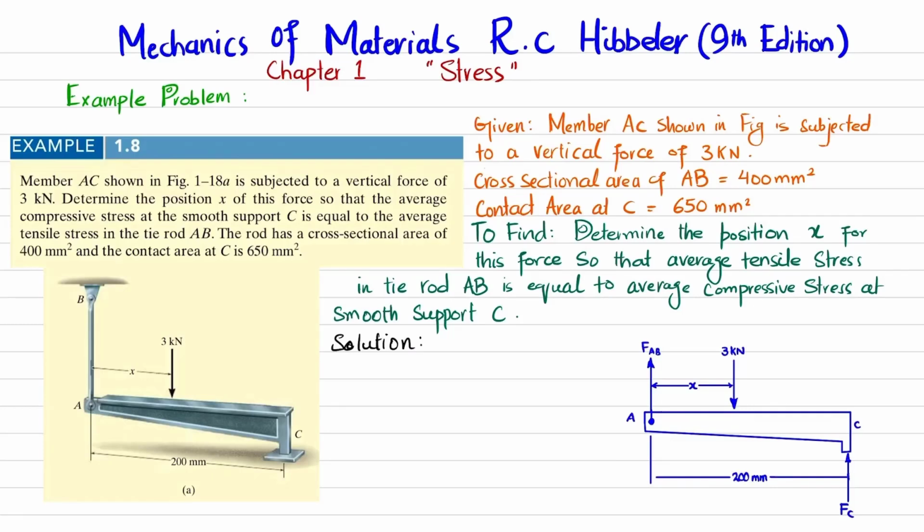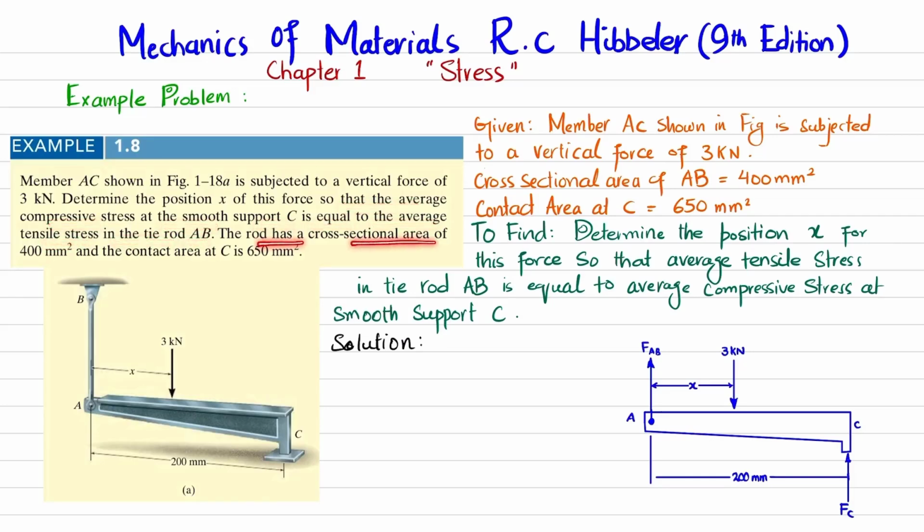In this video, we are going to solve problem example 1.8 that is taken from chapter number 1, Stress, and the book name is Mechanics of Materials by R.C. Hibbeler, 9th edition. The statement is: member AC shown in figure 1-18A is subjected to a vertical force of 3 kilonewton. Determine the position X of this force so that the average compressive stress at smooth support C is equal to the average tensile stress in the tie rod AB.